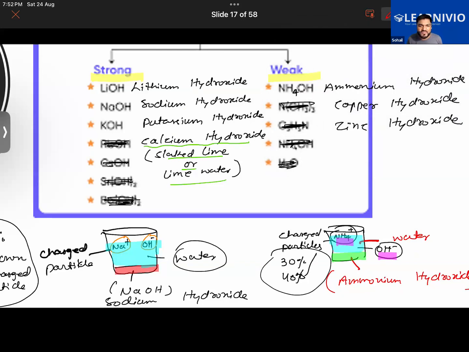Also, think about which one of them will be more corrosive. Bases are also known to be corrosive in nature. They can also eat the surface of the objects on which they are placed. Which one of them will be more corrosive, more damaging? Obviously, strong bases. You don't even have to think that much for such a simple question.